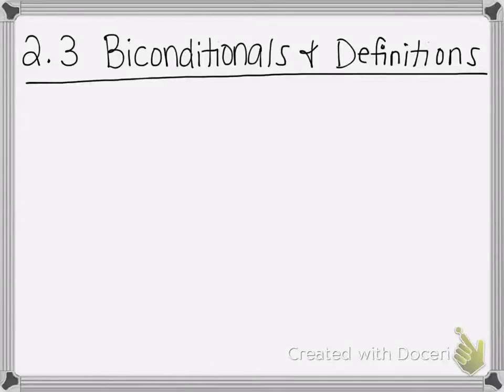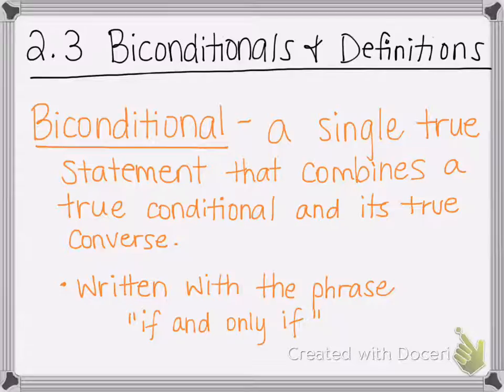Okay, so this is a new table of contents, so we're moving on to section 2.3, which is biconditionals and definitions. Now, what in the world is a biconditional? Well, a biconditional is a single true statement that combines a true conditional and its true converse. So, remember, a conditional is the if-then statement. Usually that's what they give us. And a converse is still an if-then statement. We just switch the hypothesis and the conclusion.